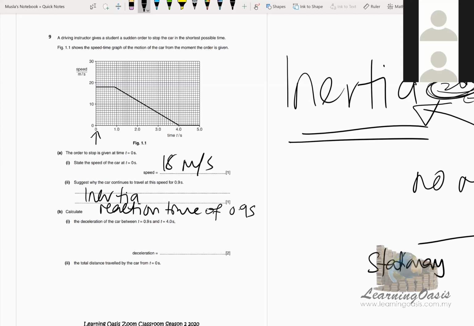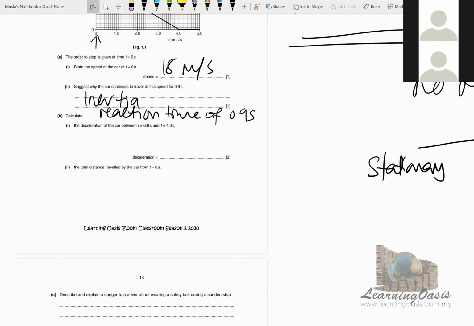It takes time for your eye to register, for your ear to register, and for you to move and press the brake. Yeah, press the brake and everything. That is what you call reaction time. You answer reaction time, you get it right. You answer inertia, also you get it right.